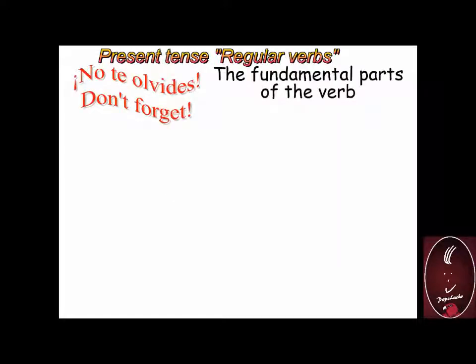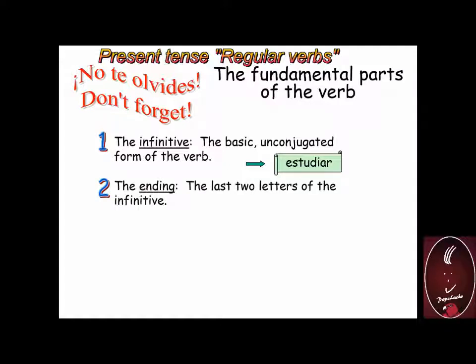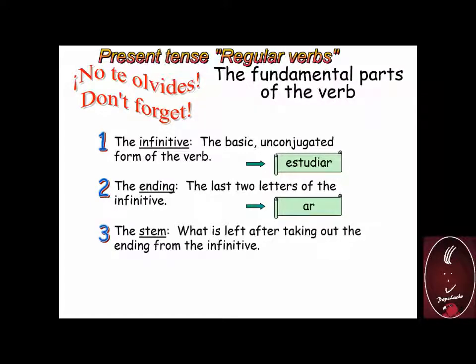So let's make a quick review. Don't forget the three fundamental parts of the verb. The infinitive form is the basic unconjugated verb. Second, the ending, the last two letters of the infinitive form of the verb. And third, the stem or the root, whatever is left after you drop the ending.